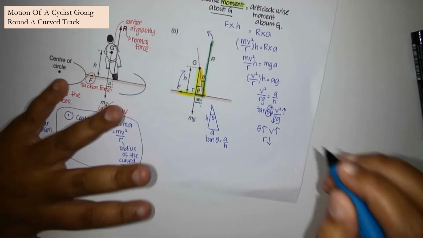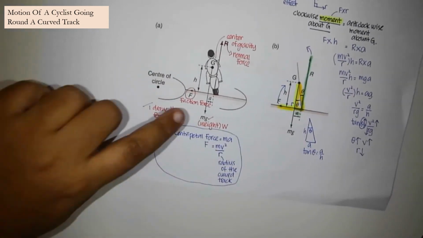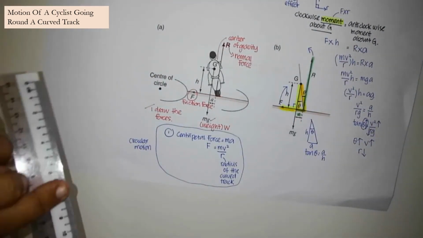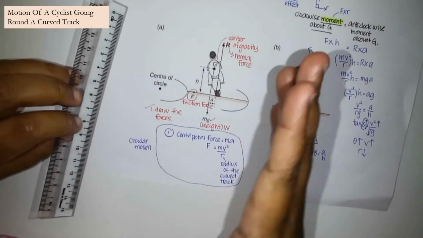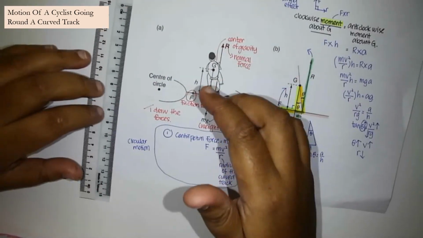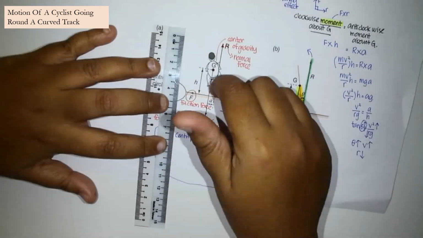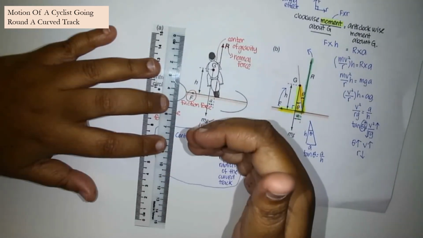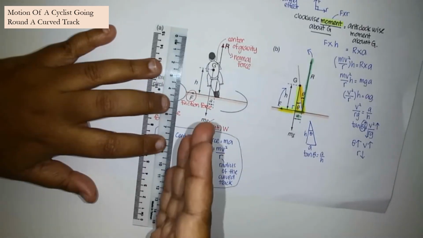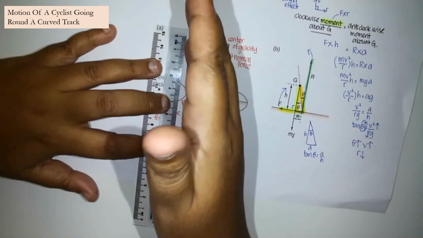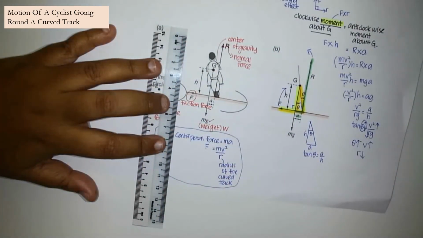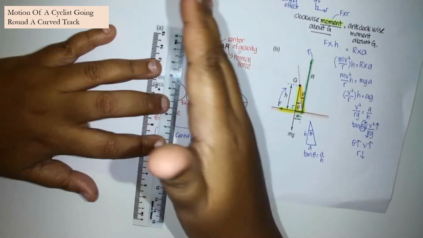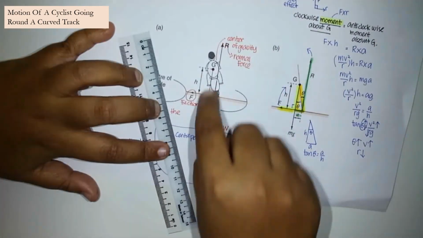So what does it mean? That means if a cyclist is going through a curved track, if you take a roundabout and you're speeding in the roundabout, instead of braking, what will happen is that you must make sure you lean your body, you increase your angle theta, therefore you can make a complete circle.